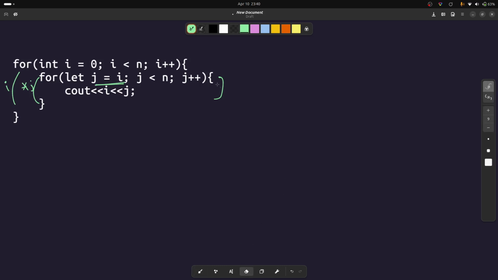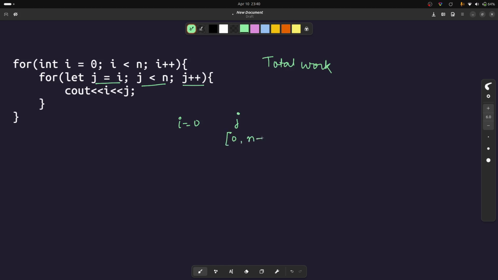So what to do now? We will have to calculate the total work done here. Basically, you can also do full length tracing, but this is also okay. So how to do this? We think, for i equal to 0, the j loop will run from j equal to 0, j less than n, j plus plus. So the j loop runs from 0 to n minus 1.